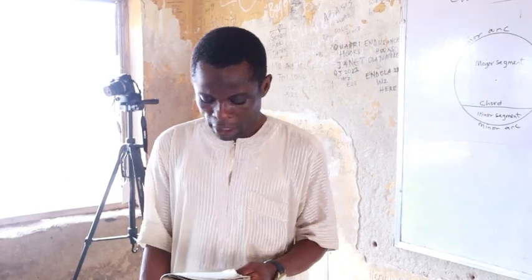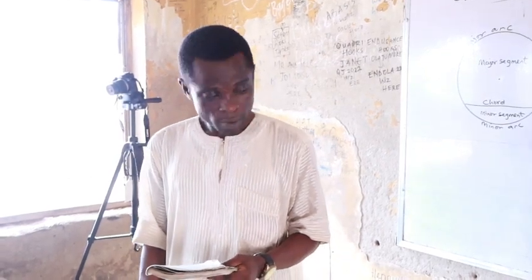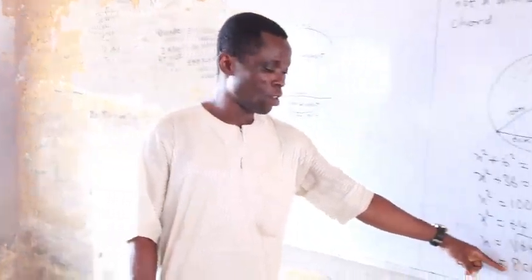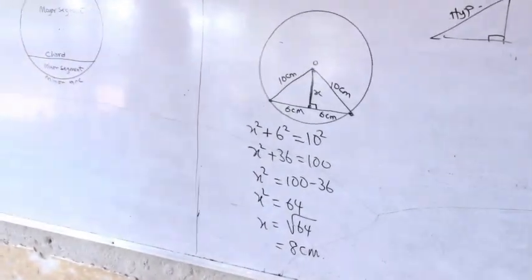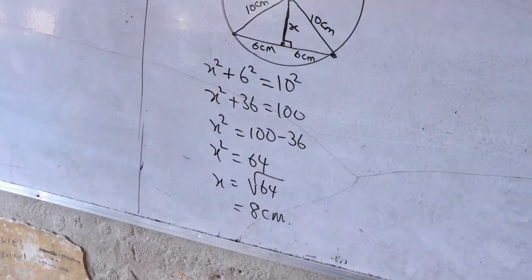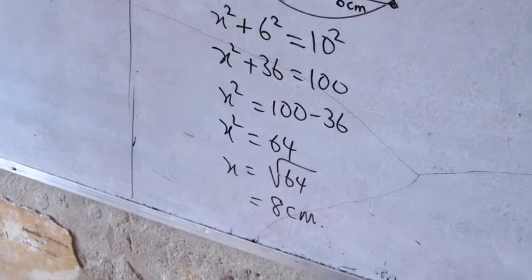Now let us look at the second question. You know, it is very important to put units. Don't just write x equals to 8 without putting centimeter. If you don't put that centimeter, that is minus 1. Please make sure you always put that unit. Number two.